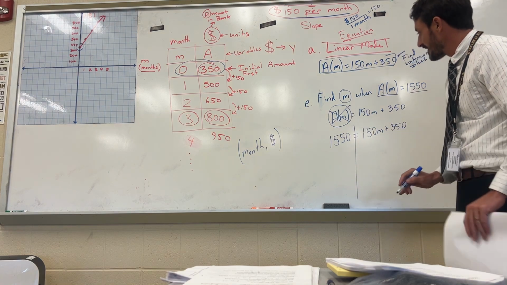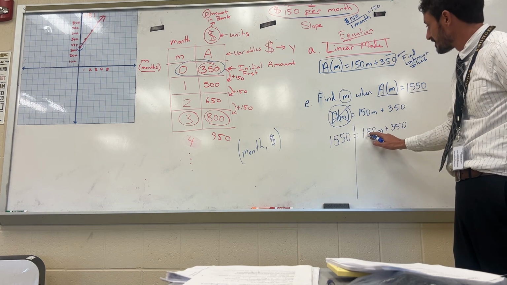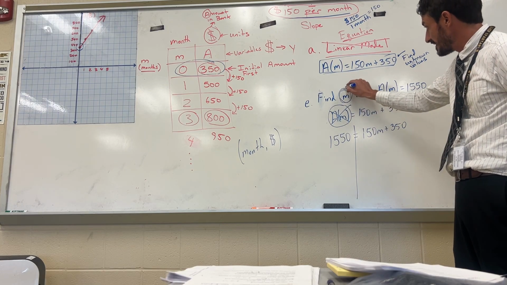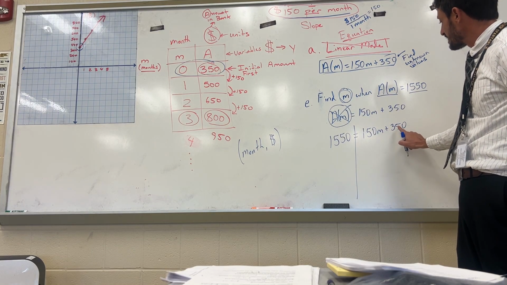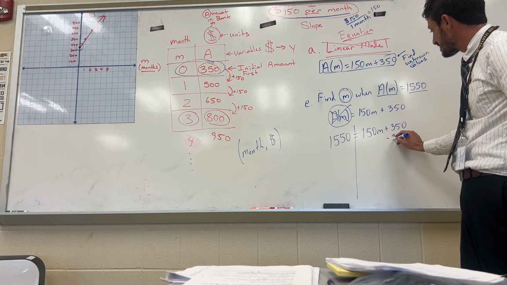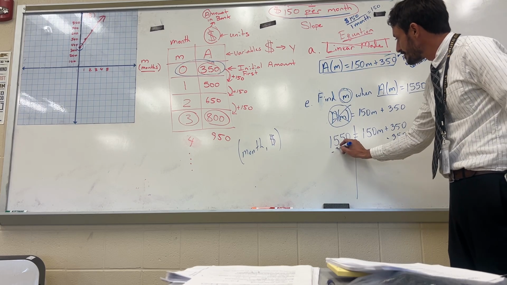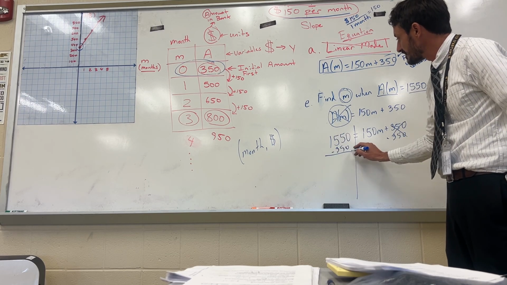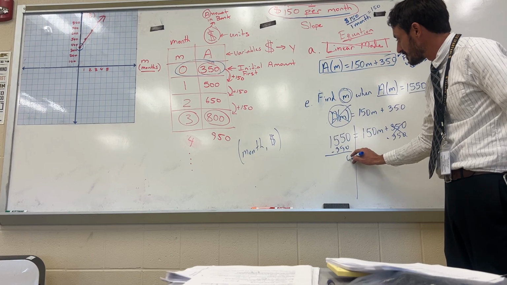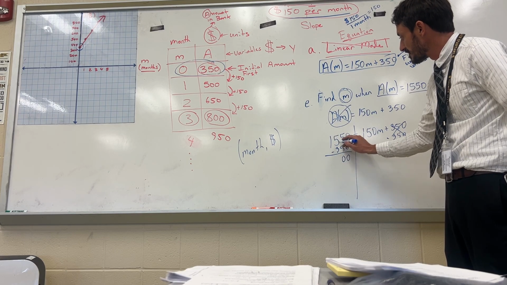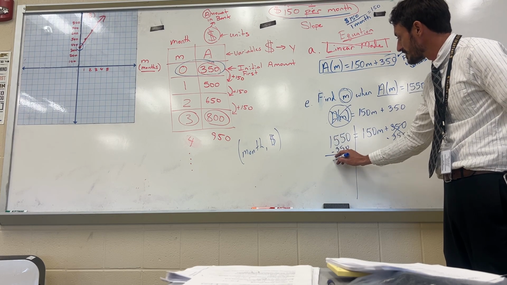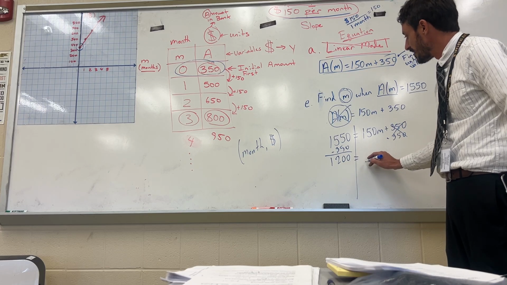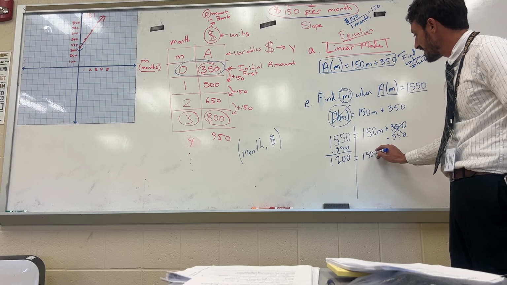Now we're going to draw a line down that equal sign, and we have an equation to solve. Because we're finding M, we've got to solve for M. We have to take this 350 and move it over here, that is, subtract 350. And what does this give us? 1,550 minus 350: 0 minus 0 is 0, 5 minus 5 is 0, 5 minus 3 is 2, and 1 minus nothing is 1. We get 1,200 equals 150M.